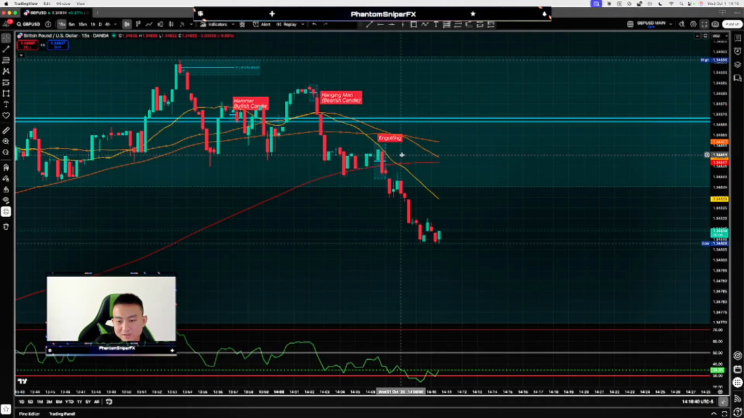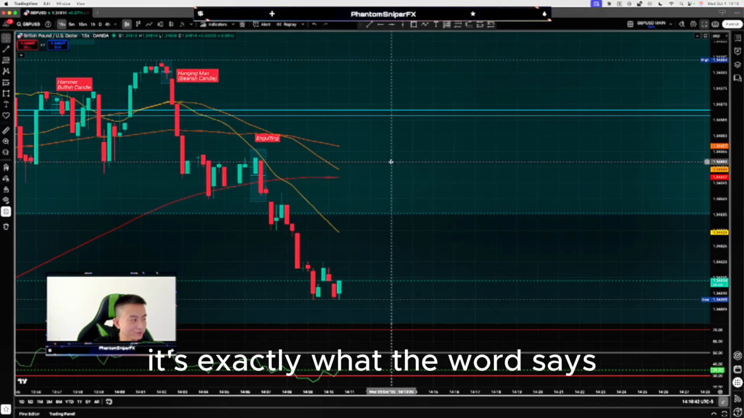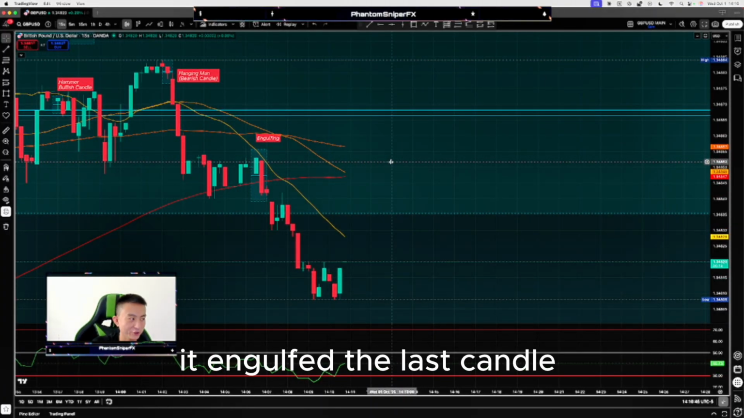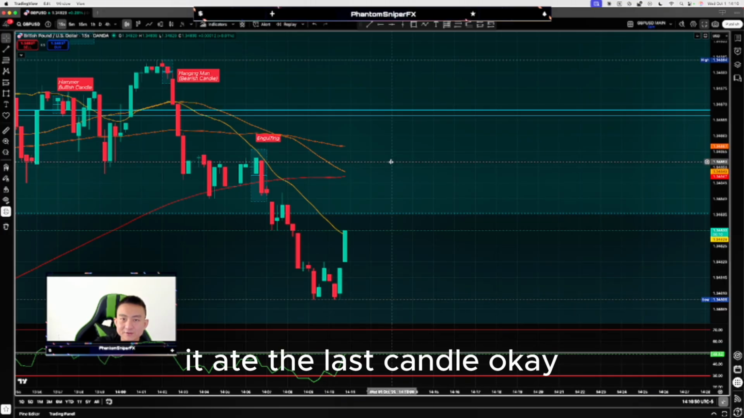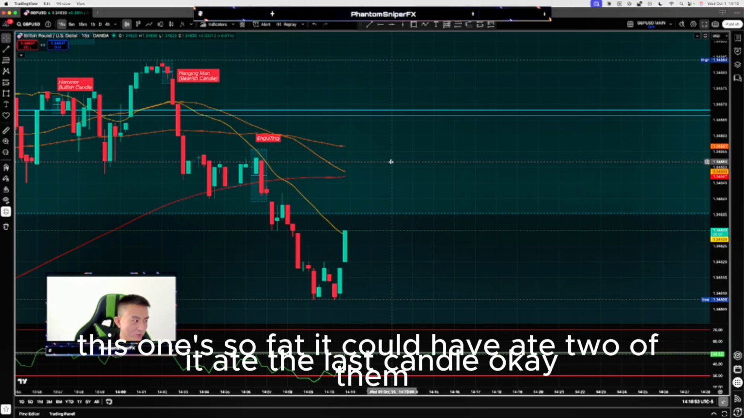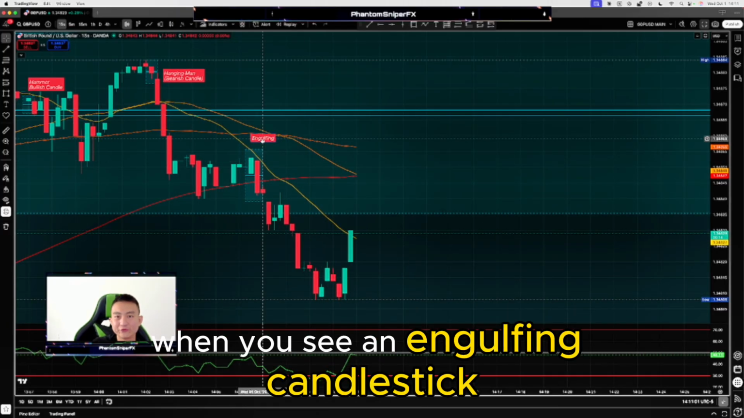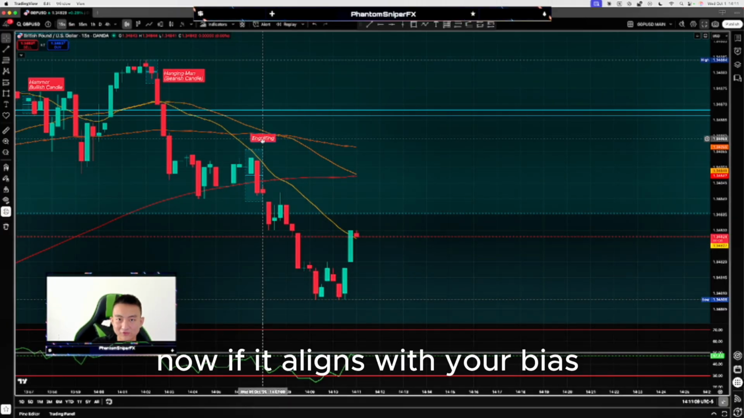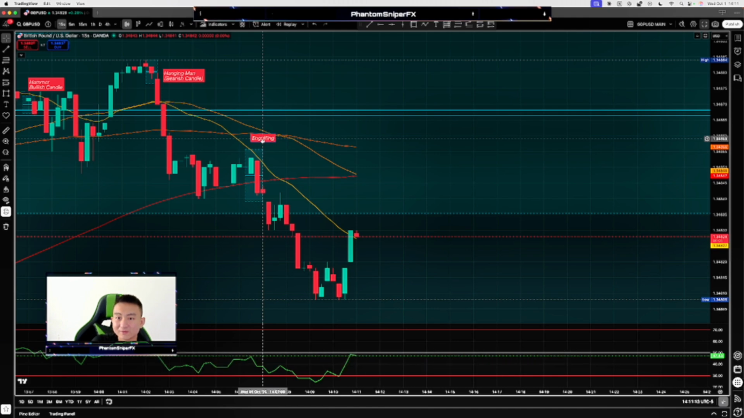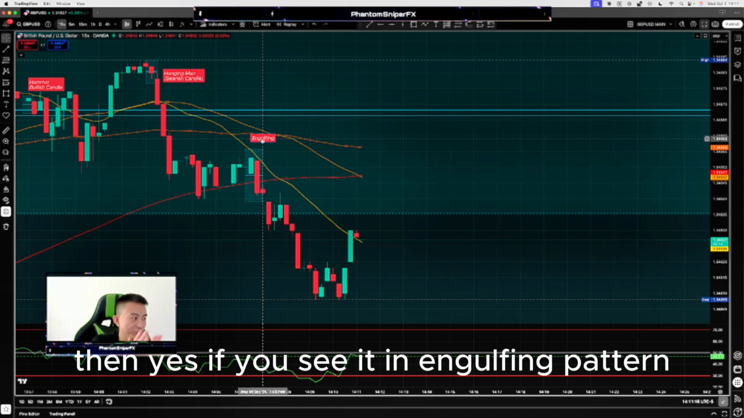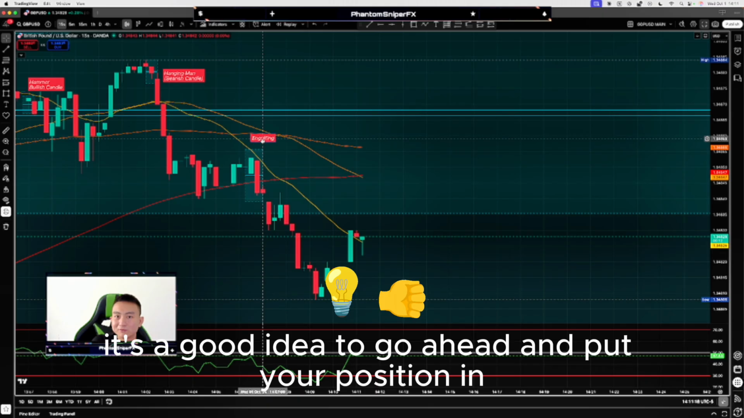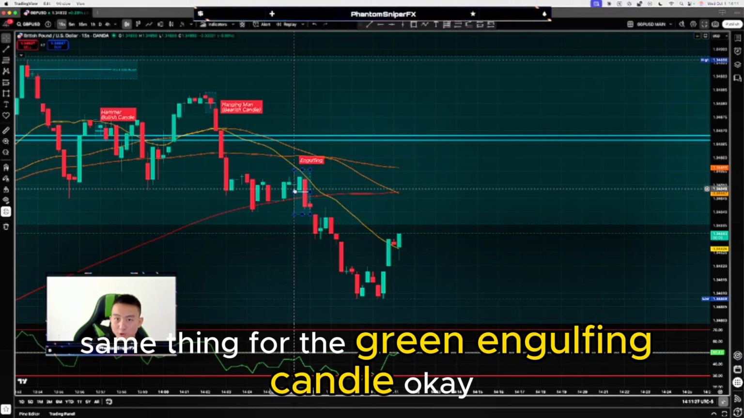For this candlestick, guys, it's exactly what the word says. It engulfed the last candle. It ate the last candle. This one is so fat it could have eaten two of them. Again, when you see an engulfing candlestick, if it aligns with your bias and you're taking a short position, then yes, it's a good idea to go ahead and put your position in. Same thing for the green engulfing candle.